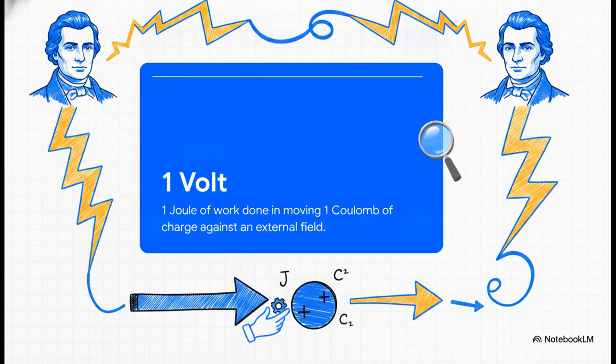Mathematically speaking, 1 volt equals exactly 1 joule of work per coulomb of charge. Think of it like this: if you have to exert 1 joule of raw mechanical energy just to force a single 1 coulomb charge through an opposing electric field, you have exactly 1 volt of potential. It's a perfect, elegant one-to-one relationship.